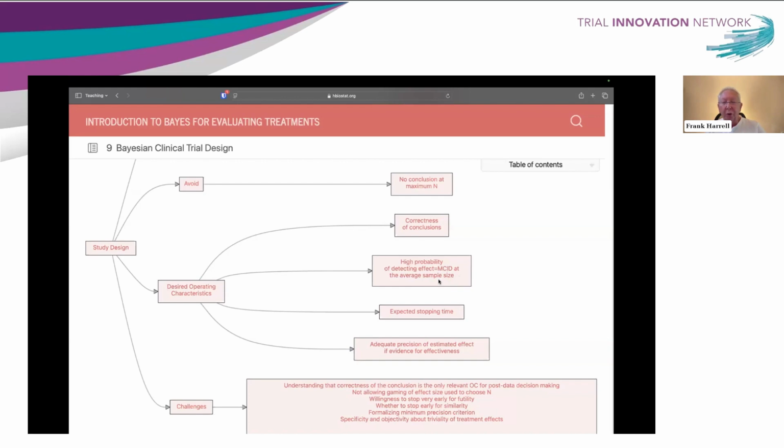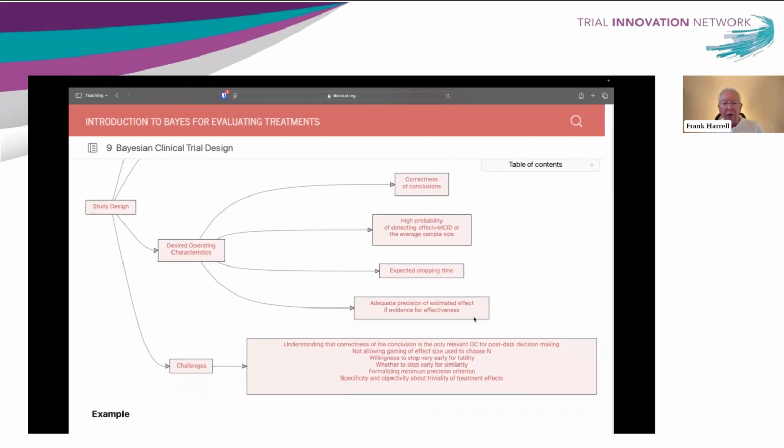We want the probability of the probability being greater than 0.95 to be high, which is one definition of Bayesian power, when you compute it at the average sample size, not the maximum achievable sample size, but at the average sample size, which I'll say more about. Another operating characteristic is the expected stopping time. So what's the expected study duration or number of patients you would need to randomize? And you might have another operating characteristic, which is the precision of the estimated effect.